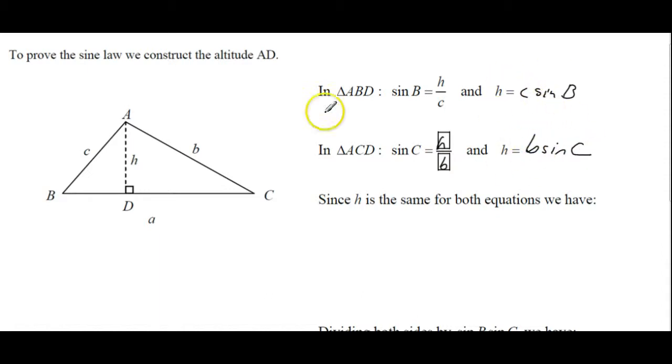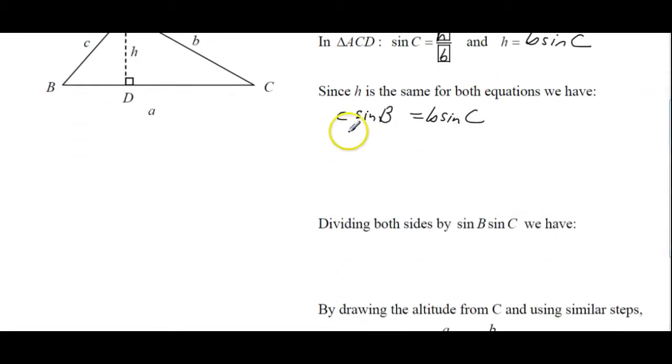Since h is the same, right, there is only one h in here, the height, we know that c sine B has to be equal to b sine C. And if we then divide both sides by sine B and sine C, these guys are going to cancel, and these guys are going to cancel, and we're left with c over sine C is equal to b over sine B.